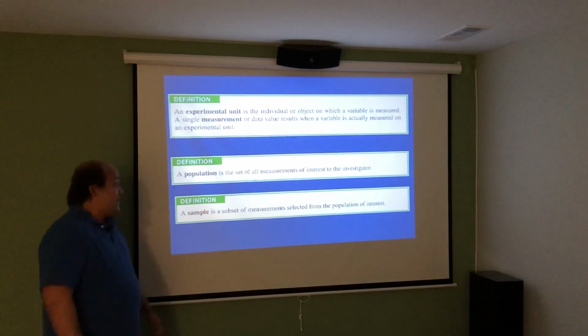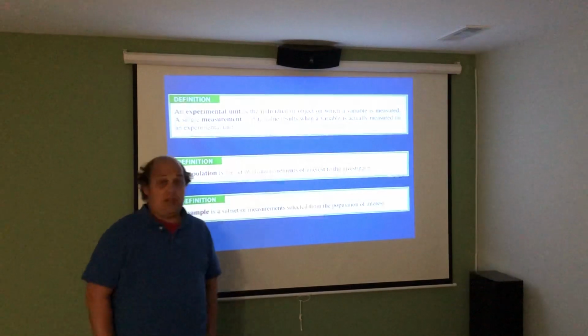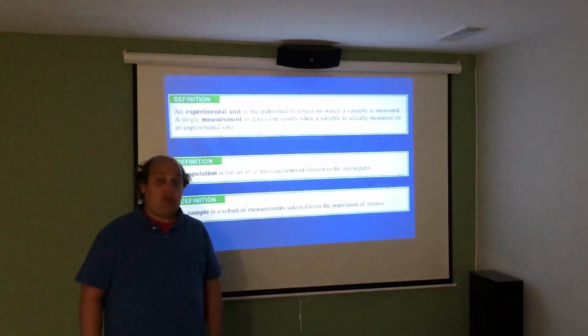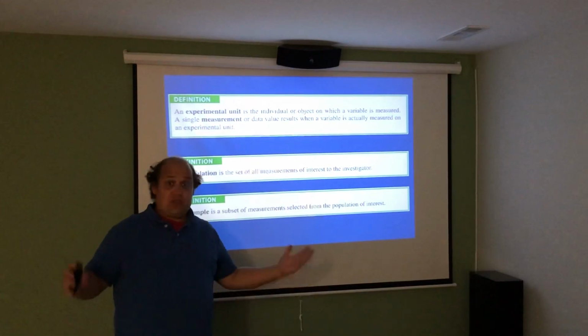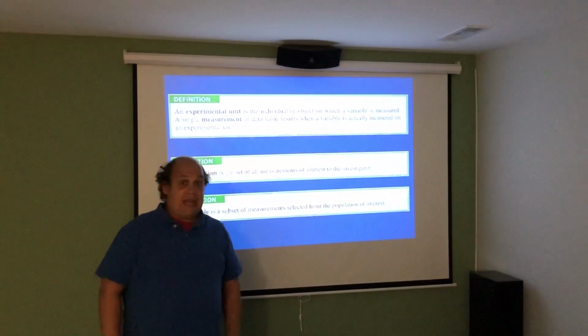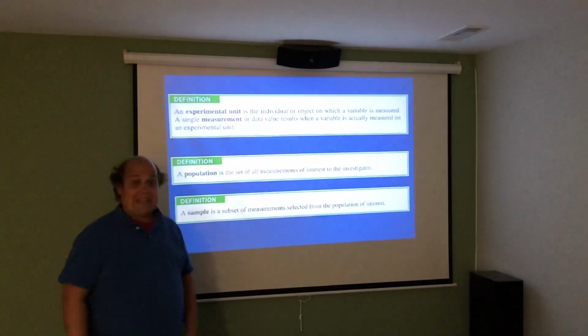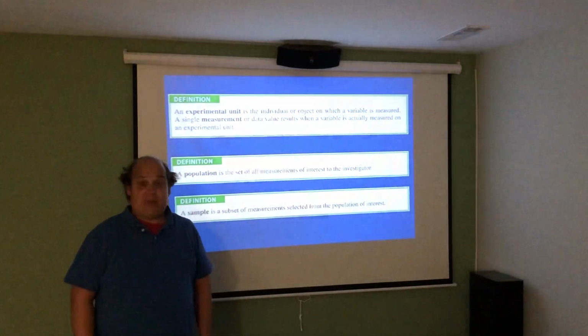A population is the set of all measurements of interest to the investigator. It depends what I want. If I set out to say what's the average height of a student currently enrolled at Manor College, in that case there would be 400 students or so currently enrolled. It's possible that I could go around and measure every student and get the entire population and know the true number. What's the average height of a Manor student?